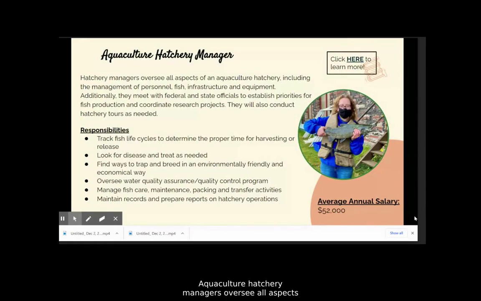Aquaculture hatchery managers oversee all aspects of aquaculture hatchery, including the management of personnel, fish, infrastructure, and equipment. A few of their responsibilities include tracking fish life cycles to determine the proper time for harvesting or release, looking for disease and treating as needed, and finding ways to trap and breed in an environmentally friendly and economical way.